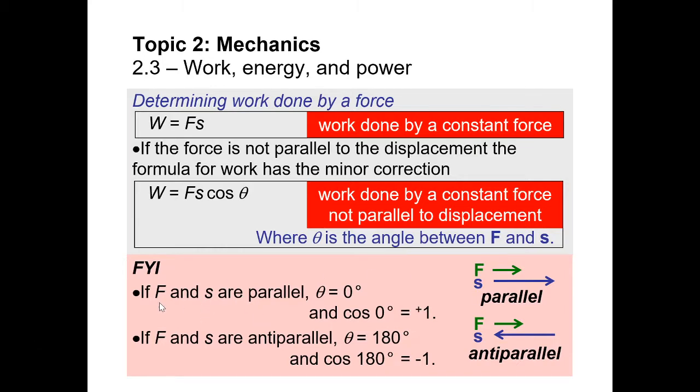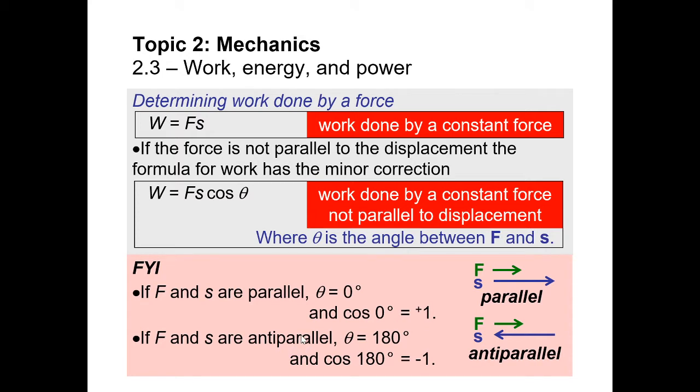Okay, but these are special cases. If F and S are parallel, well, they're going in the same direction. Theta is 0, but cosine of 0 is 1, and you can verify that on your calculator. If F and S are anti-parallel, then theta is 180 degrees, and cosine of 180 is -1, in which case you would have positive work and then negative work.